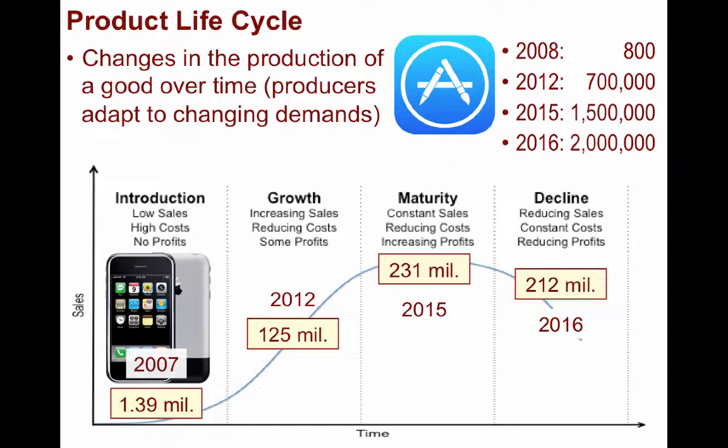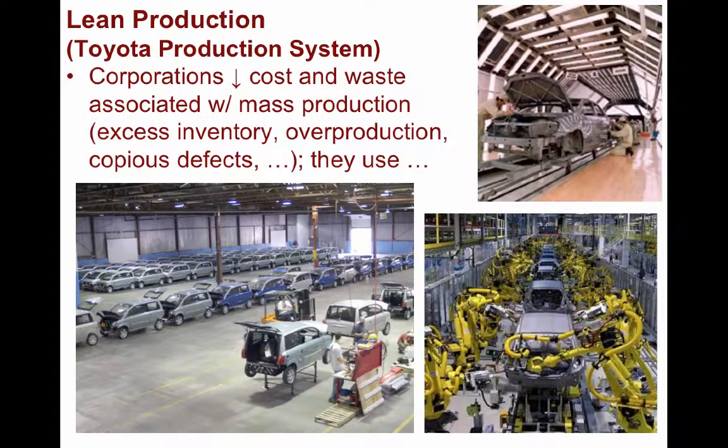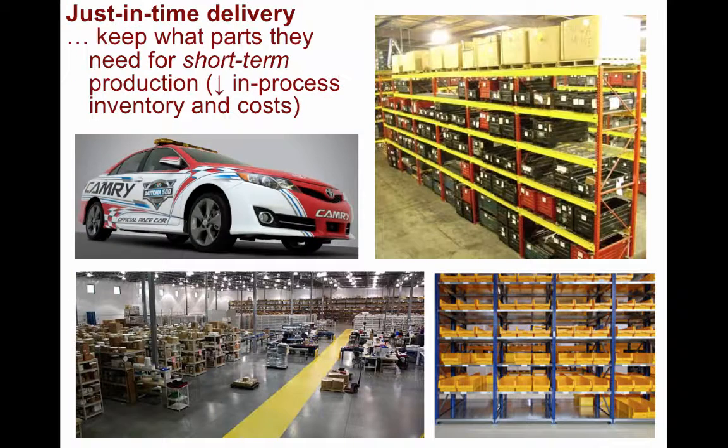In some circles, it is referred to as lean production, which was first pioneered by Toyota back in the 1980s. Most corporations seek to reduce cost and waste associated with mass production. With the old model, there was an excessive inventory locked away in vast warehouses, overproduction of goods, even in the face of changing demand and copious numbers of defects. With more modern methods of production, corporations use just-in-time delivery, keeping the parts and components they need for short-term production. This reduces the amount of in-process inventory needed and cuts costs. Certainly, modern transportation and communication technologies have made this possible.